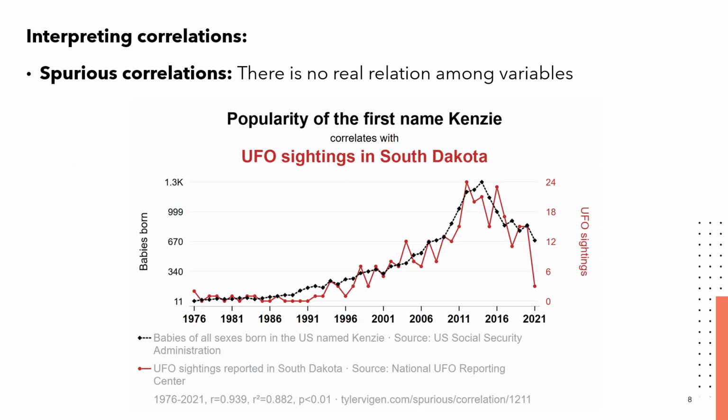We also have to be aware of spurious correlations, where there is no real relation among the variables. The overlap is just by chance. This is real data here that you can read about, showing a strong correlation between the popularity of the name Kenzie and UFO sightings in South Dakota. However, it's highly unlikely that naming a child Kenzie increases UFO sightings.